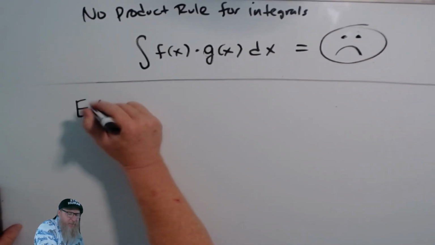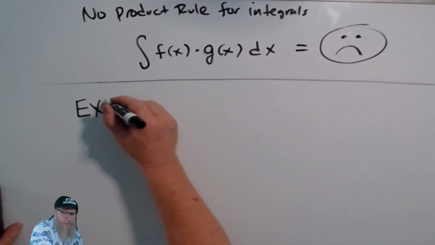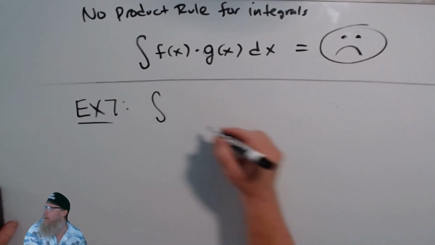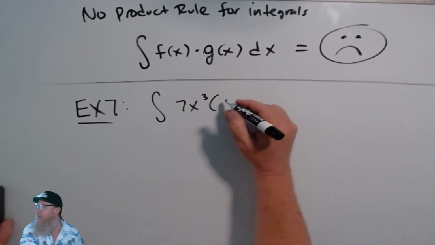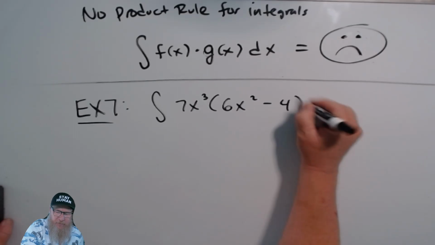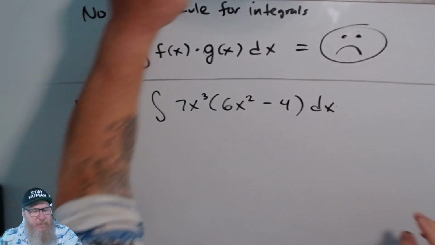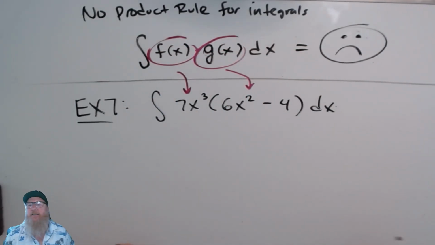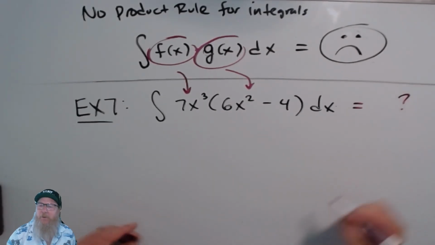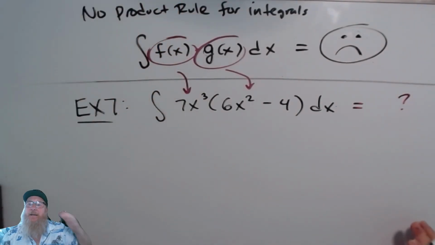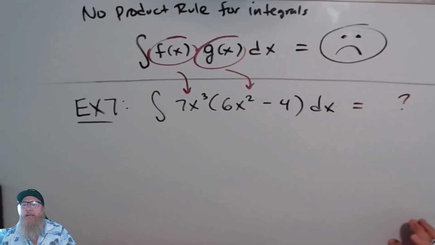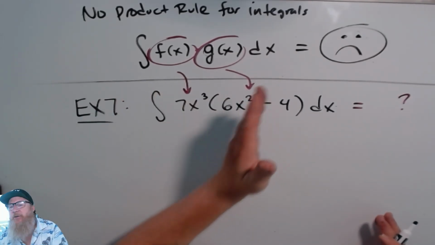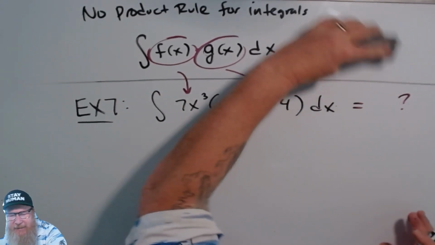And so in my next example, am I up to 7? I guess so. Yeah, flying through. If I have the integral of 7x to the third times 6x squared minus 4. So this is your f of x, and this is your g of x. There is no easy rule. All right. It doesn't mean that it's impossible. It just means that you can't do some integral of this times the integral of that. It's just simply not that easy, right?